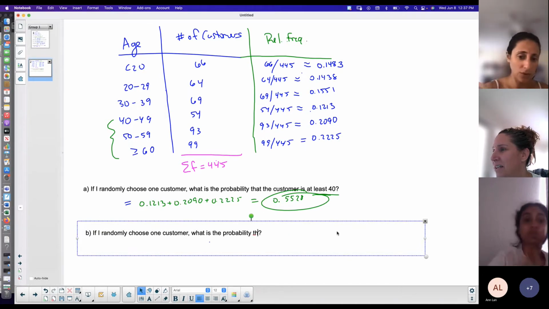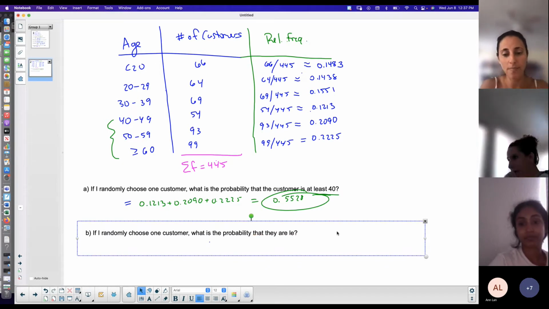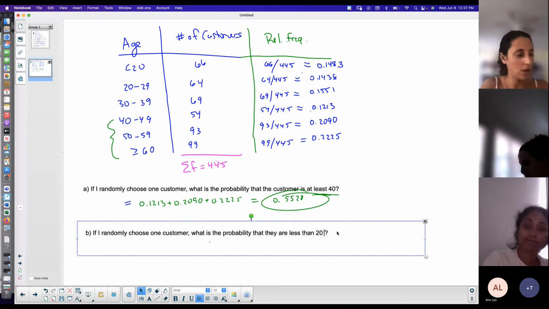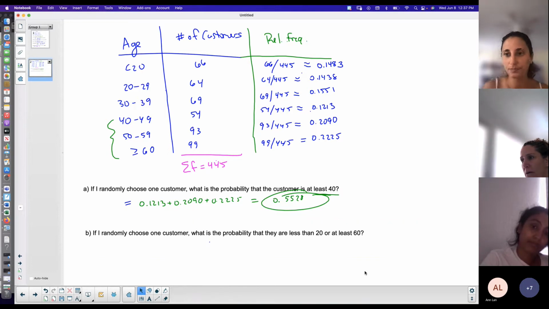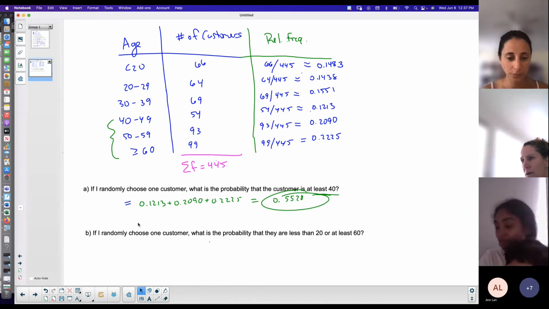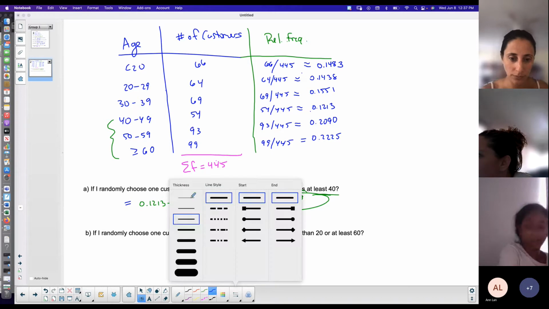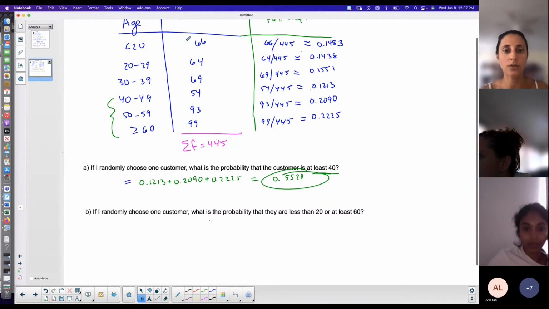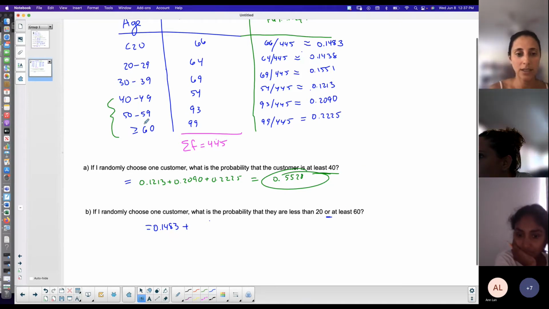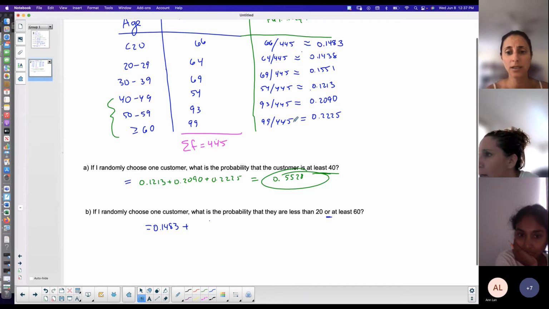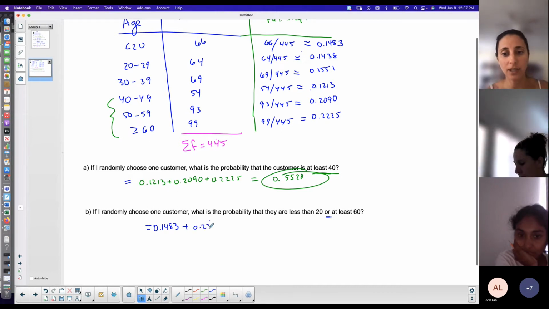If I'm really randomly choosing one customer again, what is the probability that they are less than 20 or at least 60? Well, less than 20 includes the first class, which I already calculated that probability for. Or at least 60 means 60 or more. That's the last class, which I already calculated the probability for.